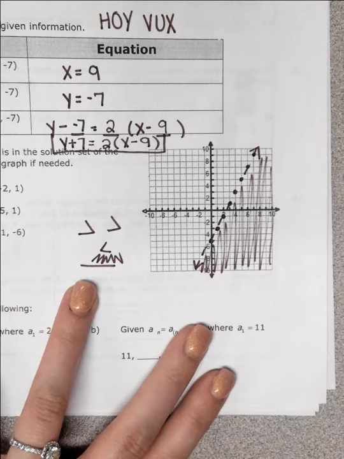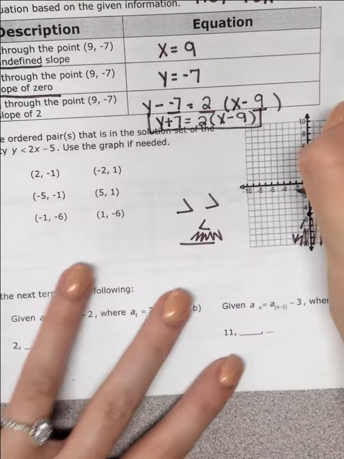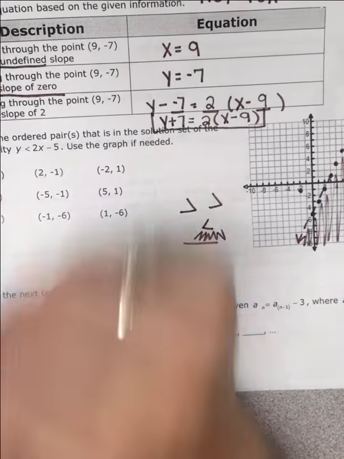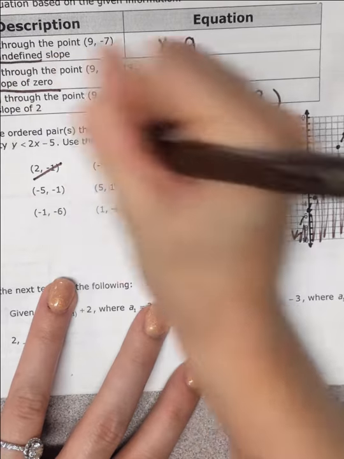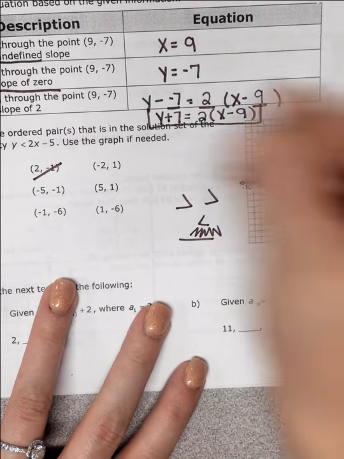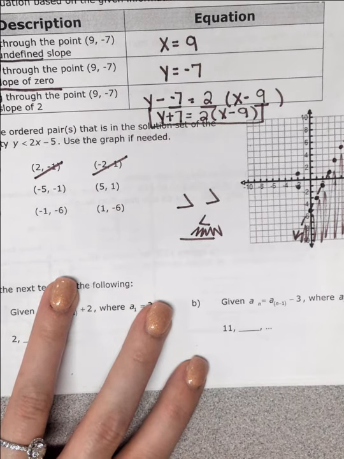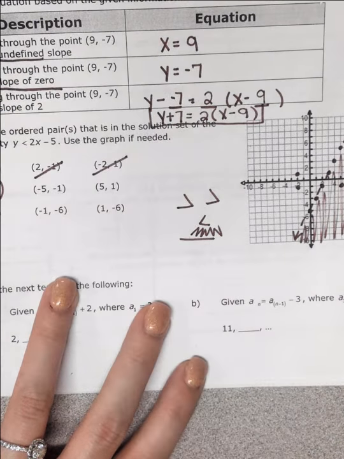below. So let's look at these points. -2, -1. It is not in the shaded area. 2, -1. Not in the shaded area. -2, +1. Not in the shaded area. 5, -1. Yes, it is in the shaded area. That is a solution.